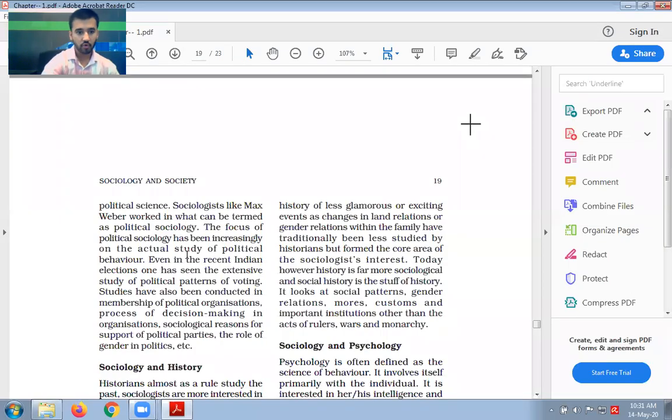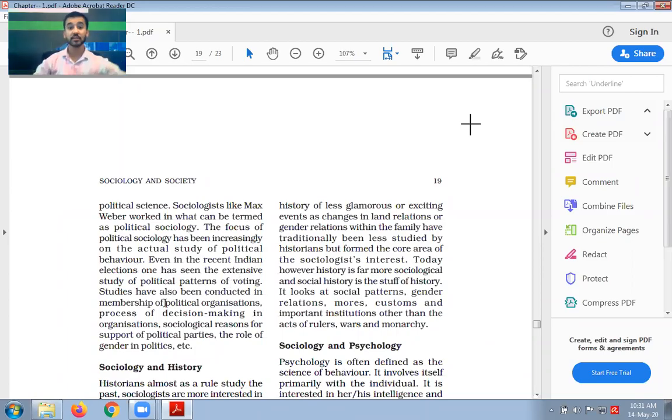Okay, the focus of political science has been increasingly on the actual study of political behavior. Now, you might have heard about pressure groups, political parties, interest groups. What they do is try to influence the government, they try to influence the people who are in power, right? Even in the recent Indian elections, one has seen the extensive study of political patterns of voting, right?